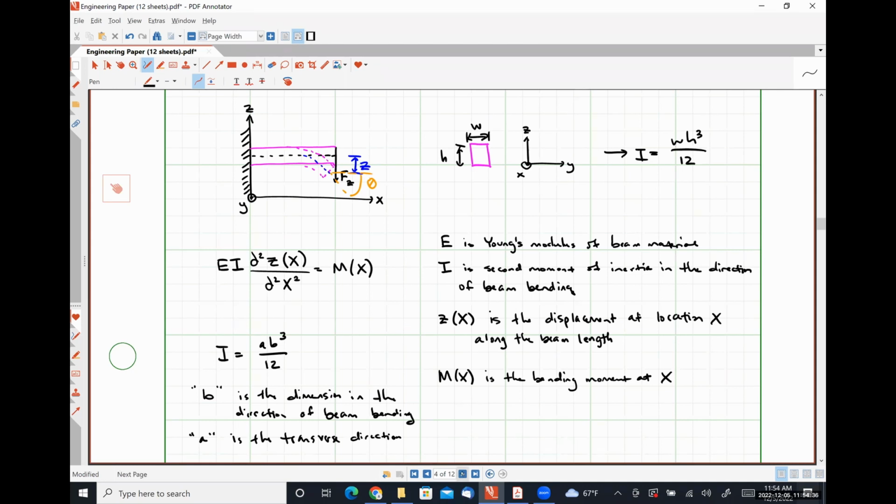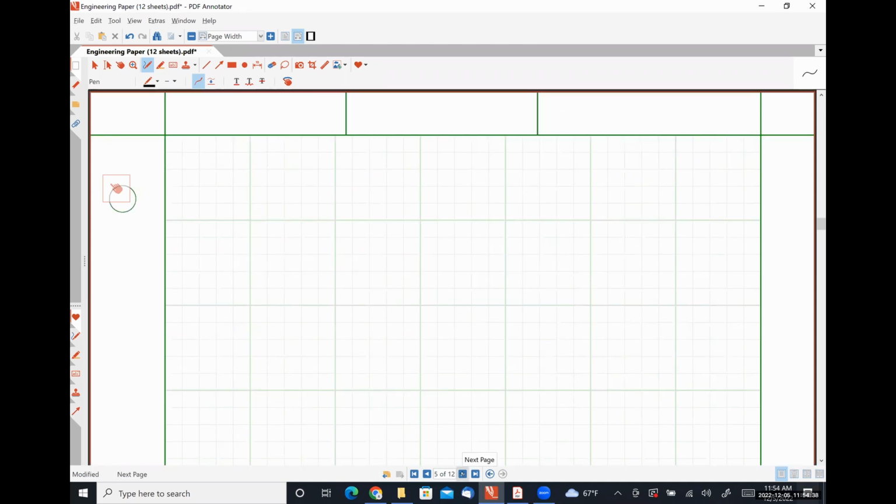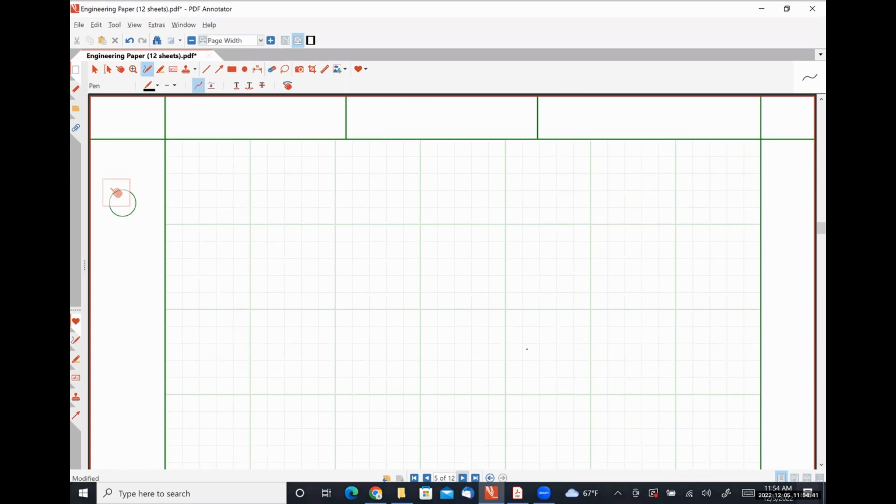Next page. So we'll get to that in a second, actually.